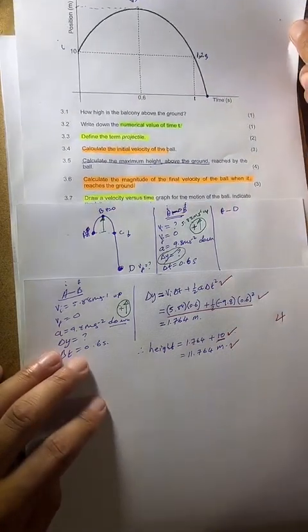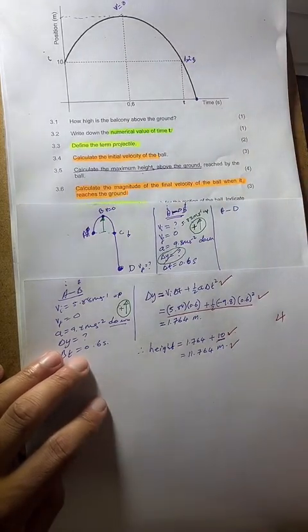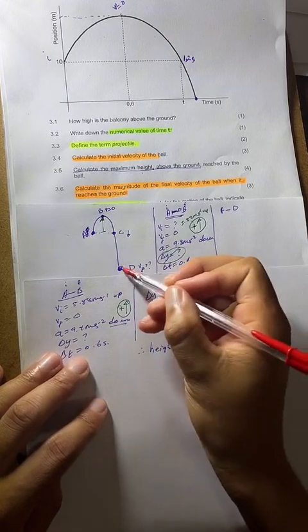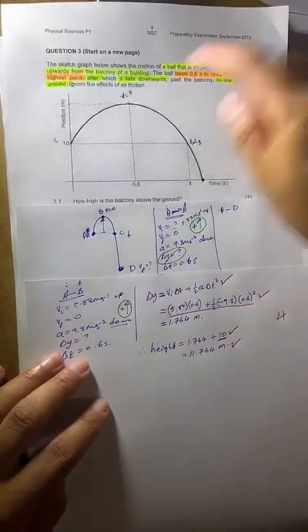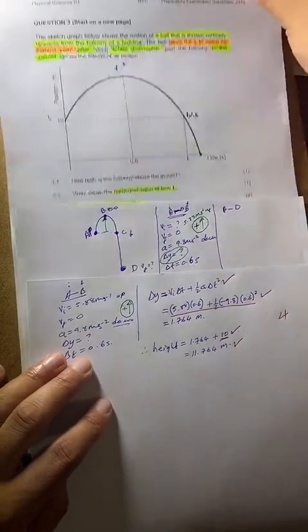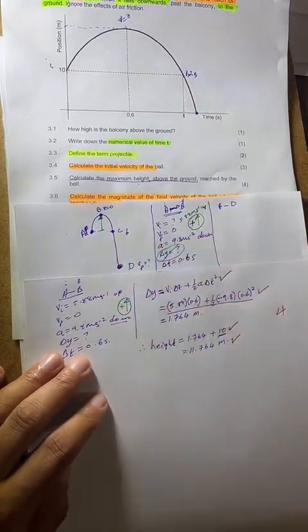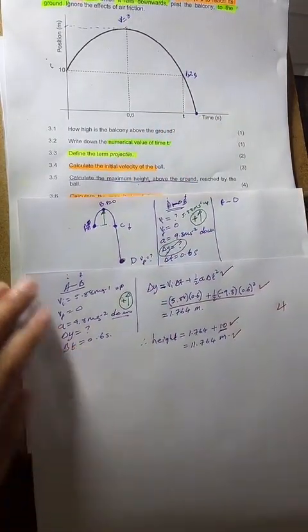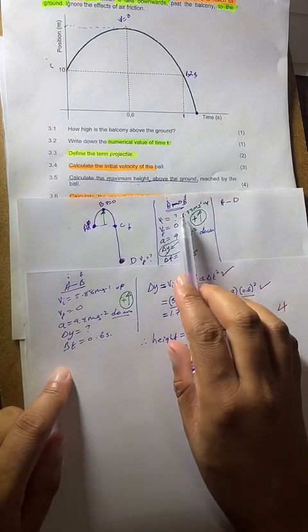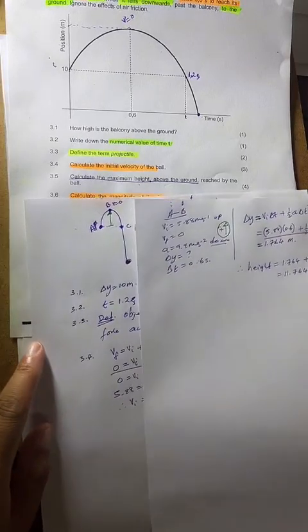Let's see the next question now. The next question says, calculate the magnitude of the final velocity of the ball when it reaches the ground. So the velocity at point D. Now, this object goes up, comes down, the velocity when it reaches the ground. So what will be the velocity at point D? Now, this will not work for us anymore. We need to write down a new set of information. Let's see what we do now.